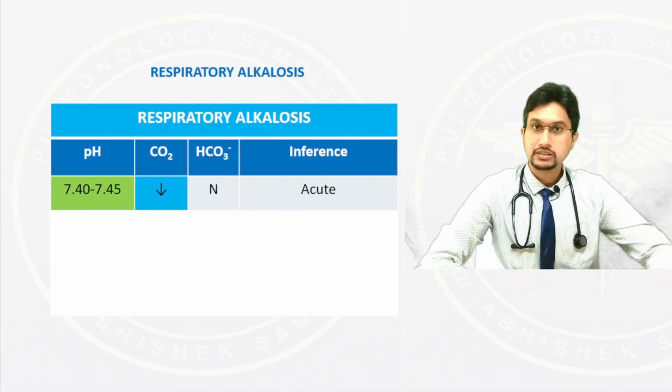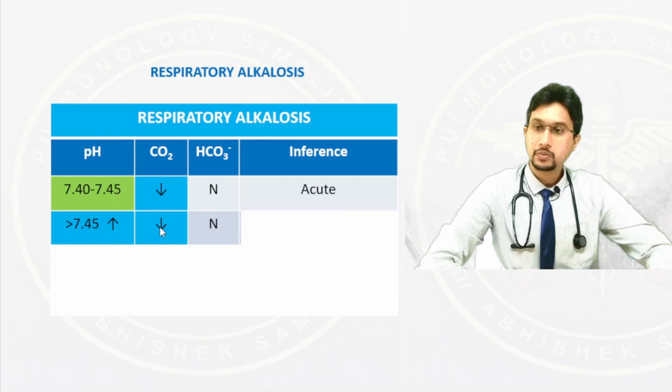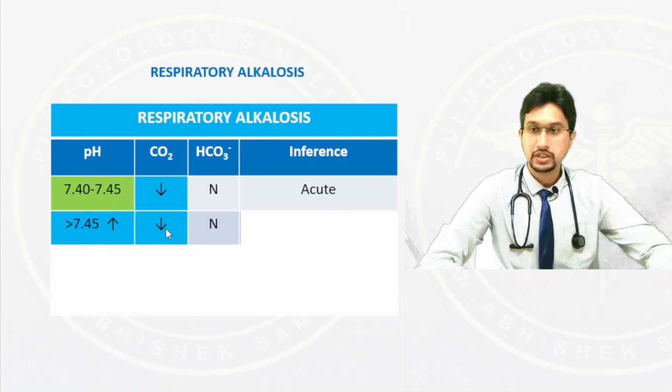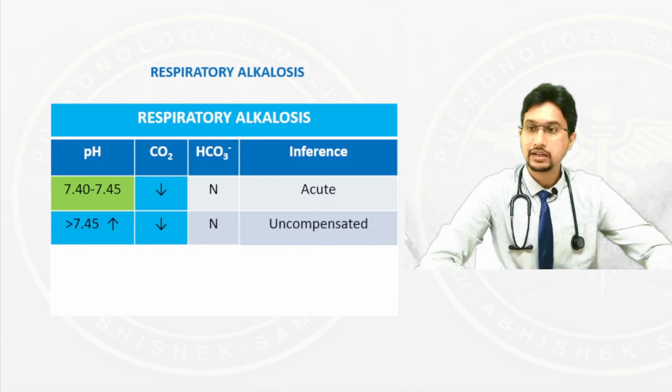Now let's look at the second scenario. In this scenario, what has happened is the carbon dioxide is reduced and the pH has gone out of the normal range. It is more than 7.45. As you note here, the arrows are in opposite direction. Because this is alkalosis and carbon dioxide is involved, this is respiratory alkalosis. But what we are seeing with the bicarbonate is it is still within the normal limits. So it has not taken part in the compensation yet. So this is an uncompensated respiratory alkalosis.